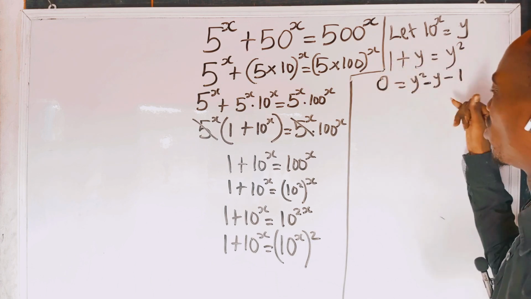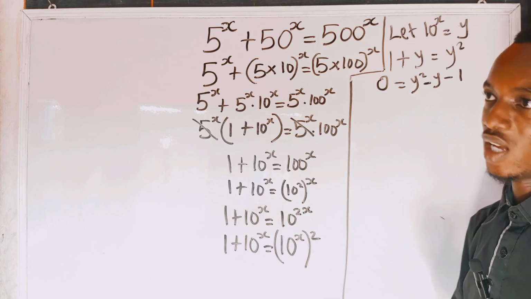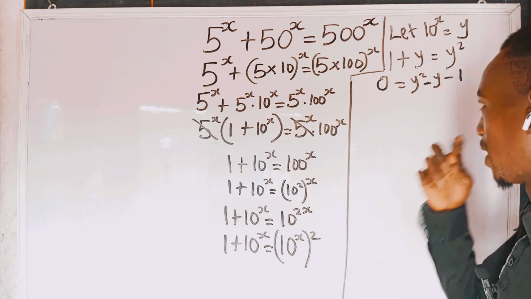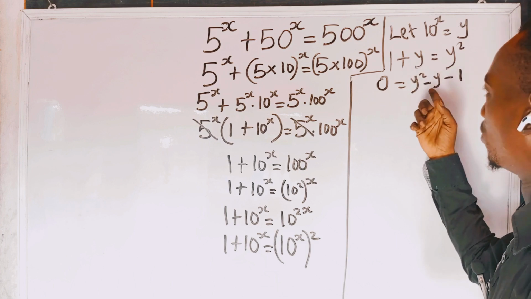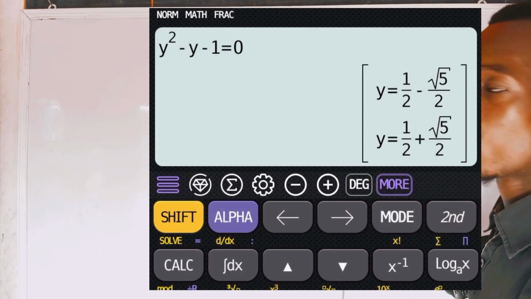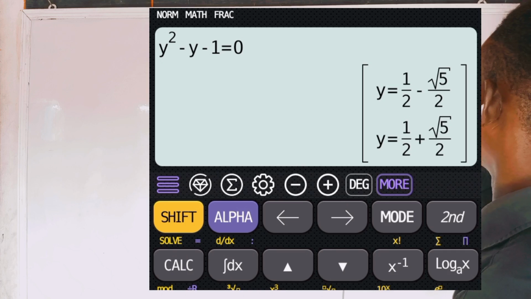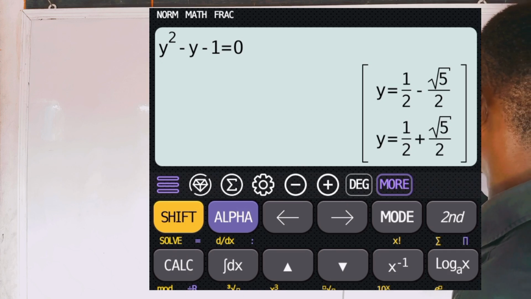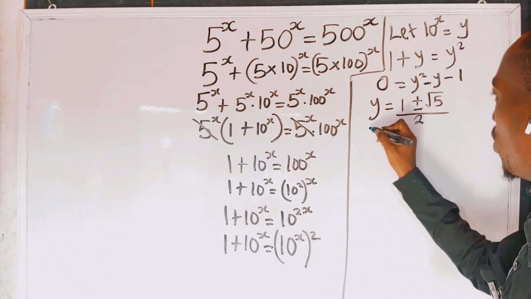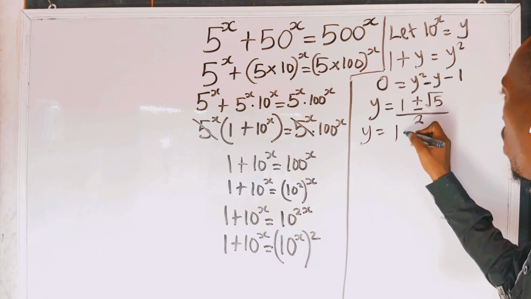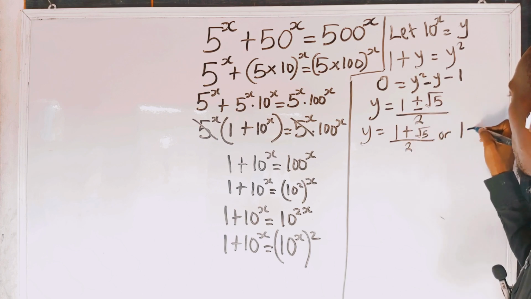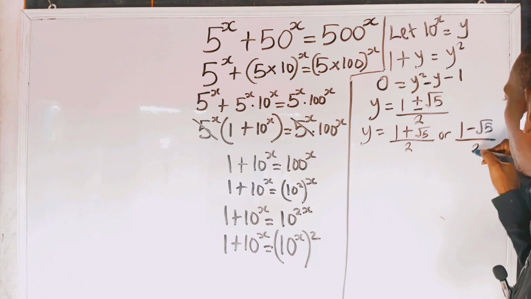Now we will solve this. We can't actually solve it by factorization, because the roots are decimal. So we solve this using the quadratic formula, whereby a is 1, b is -1, c is -1. We are going to have y equal to 1 plus or minus root 5, all over 2. Therefore, y equals 1 plus root 5 all over 2 or 1 minus root 5 all over 2.